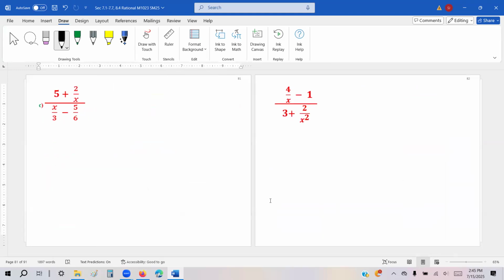So for now, 2 questions. Definitely one of them will see the final answer. One of this type, not the same question, this type. The numerator says 5 plus 2 over x. Denominator says x over 3 minus 5 over 6. And with this, you'll be done in 7.7.